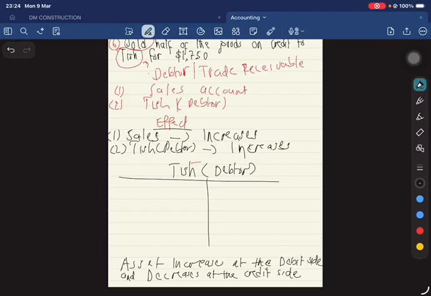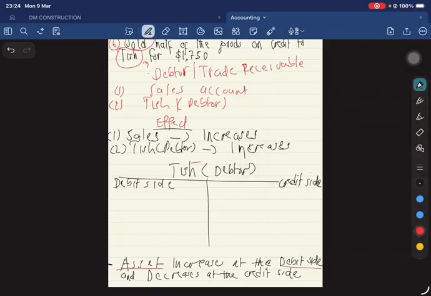And we know that the left side of the T account is the debit side. So here is the debit side, the left side. And the right side of the T account is the credit side. And we know asset, per the accounting rules, increases at the debit side.